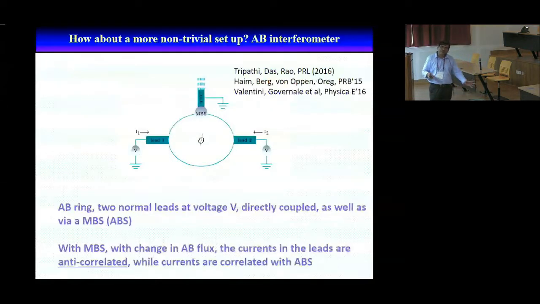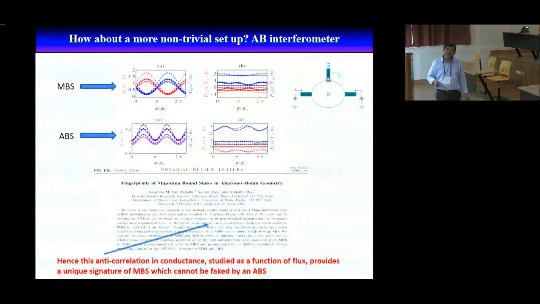How about something a little bit more difficult? Let me skip over this. This is an Aharonov-Bohm type experiment that was proposed by these guys, and this was billed as an anti-correlation in conductance. It's written here: study as a function of flux provides a unique signature of Majorana bound state which cannot be faked by an Andreev bound state. So the basic thing is this anti-correlation between currents, red and blue. I'm not explaining what they are, but just look at the figure. The red curve and the blue curve are anti-correlated as a function of flux.